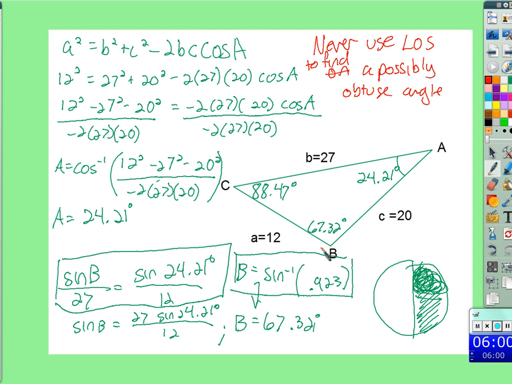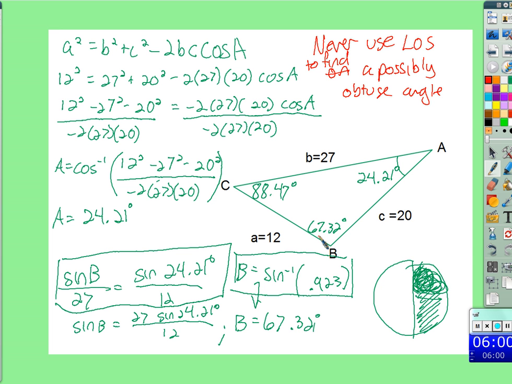How do we know this could be obtuse? We don't know that it is, but how do we know that it could be? Well, the only possible obtuse angle would be across from the hypotenuse. So we look across from the hypotenuse. Don't use the law of sines to solve for the angle across from the hypotenuse, pretty much.